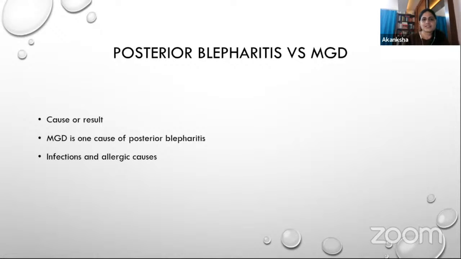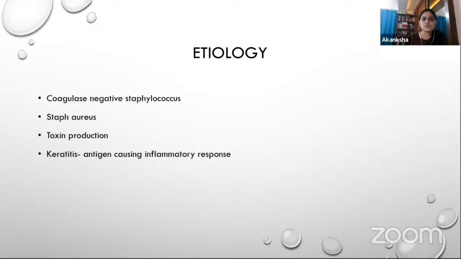This I have already discussed, that posterior blepharitis, MGD may be one cause of it, but there could be infections and allergic causes. So the two terms should not be used interchangeably. Now, usually coagulase negative staphylococcus or Staph aureus are the main etiological factors. They have some toxin production. They get colonized over the lid margins and they produce toxins. And these antigens can also cause keratitis because of the inflammatory response to the antigens present. So the marginal corneal infiltrates that you see, or sometimes phlyctens, may be due to the response to the antigen that is present on the eyelashes.